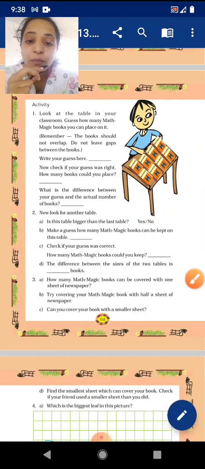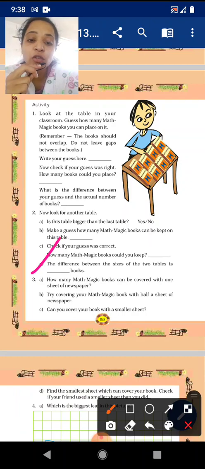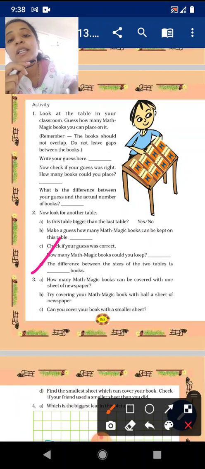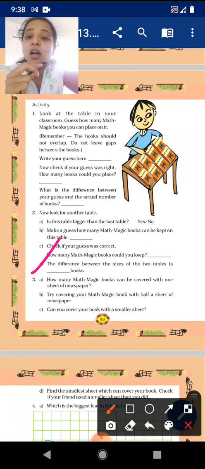Okay, the difference between the size of the two tables is dash books. It can be said like that. The size of table 1 is 6 books, and the size of table 2 is 8 books. So sometimes it happens that both tables are not similar, one table is big and the other is small.